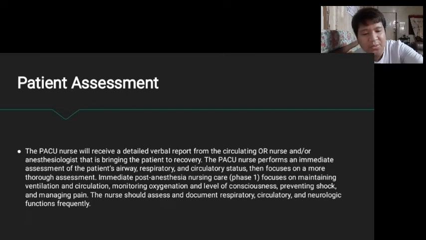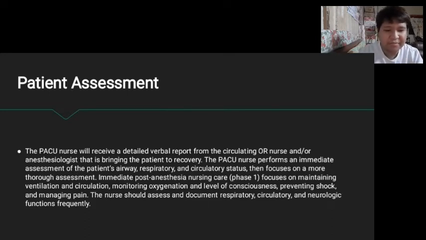And then also as a nurse, we're going to check for the pain assessment, kasi nga sabi ko, sasakit na yung site ng surgery kasi wala na ang anesthesia. So, the nurse will receive a detailed verbal report from the circulating nurse and the anesthesiologist. Yung nag-care ng nurse nito, dapat na siya nga, pain recovery ng patient.